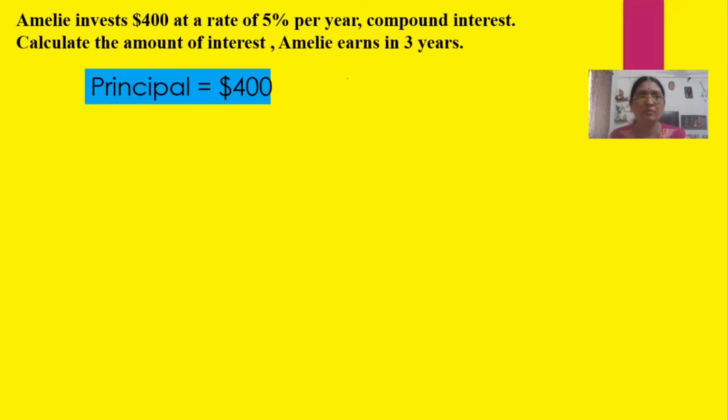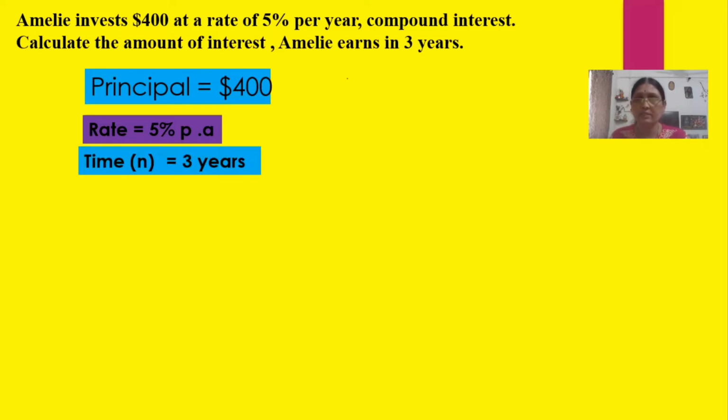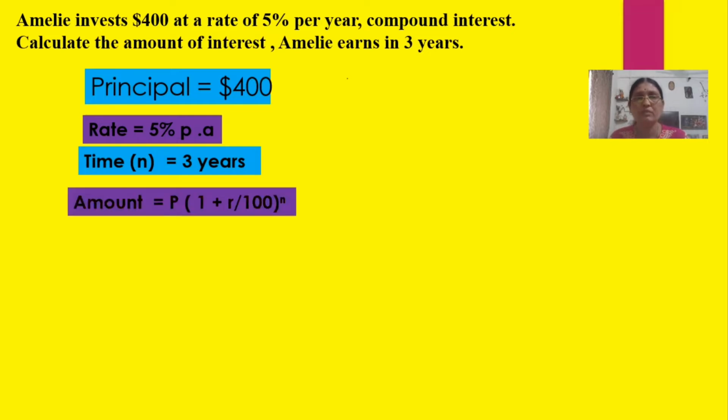So here we go. Principal is 400, right? The rate is 5% per annum. The time is 3 years for which she has kept the money, and we use the formula: amount is equal to principal in bracket 1 plus r upon 100 raised to n. Okay, let's substitute in this. Do not forget to remember the formula.